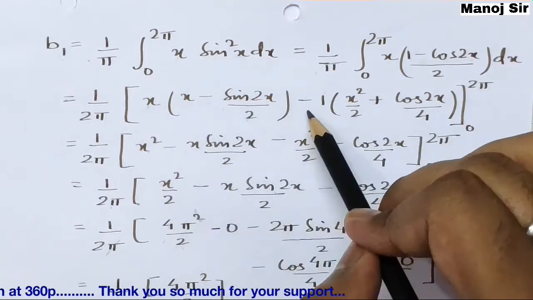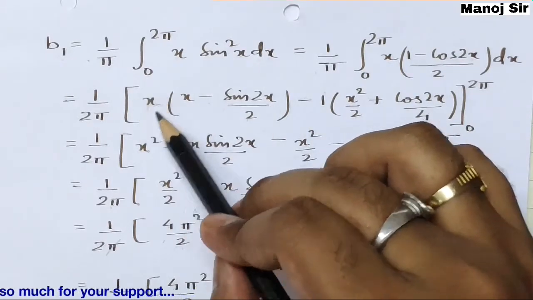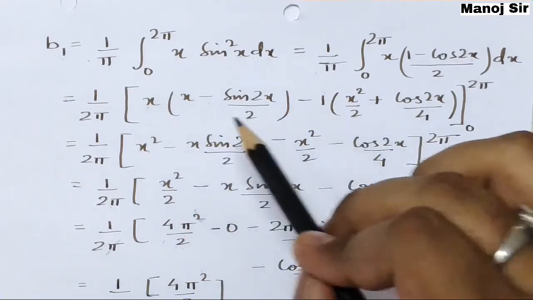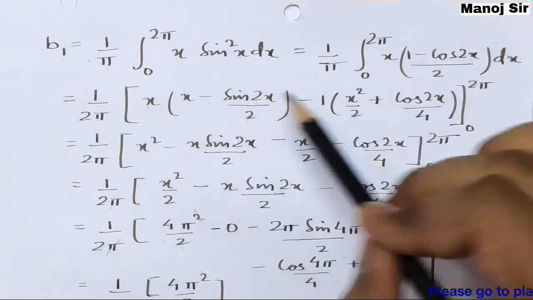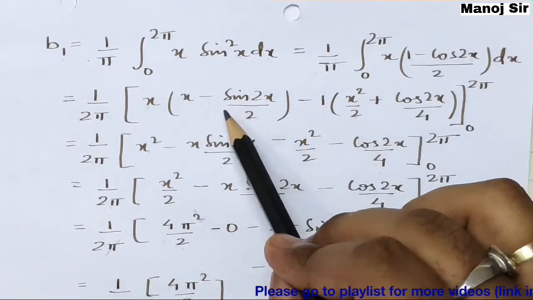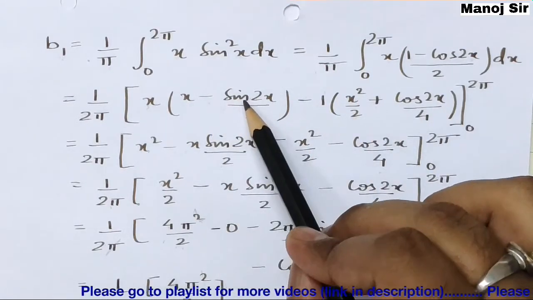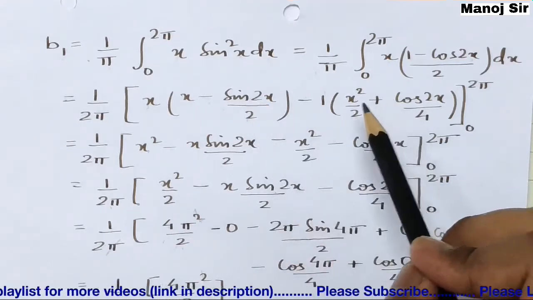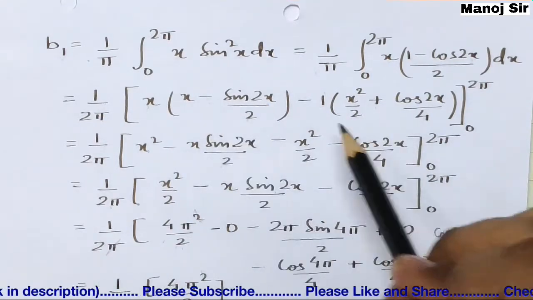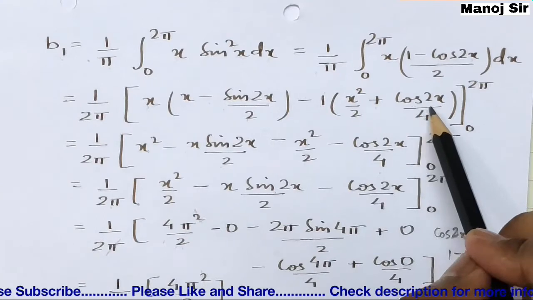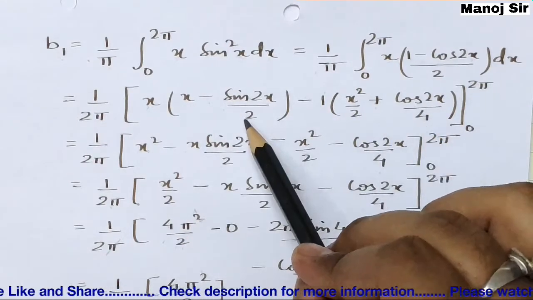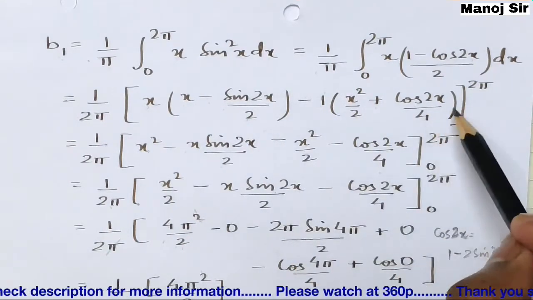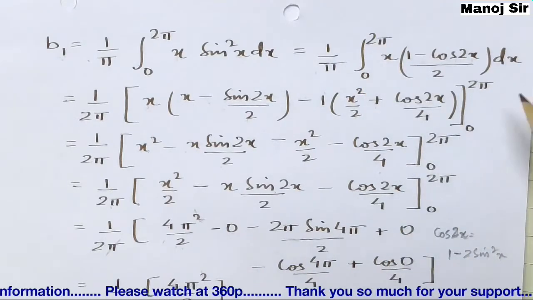Second term: first term positive, second term will be negative. Differentiation of the first part, that is 1. Integration of the second part: x will become x square upon 2, negative as it is. Integration of sine will become minus cos, so minus minus will become positive. This is going to be cos 2x upon 2 into 2, that is 4. Now put the limit, from 0 to 2 pi.